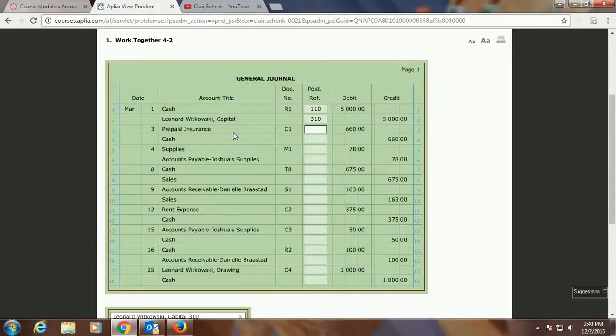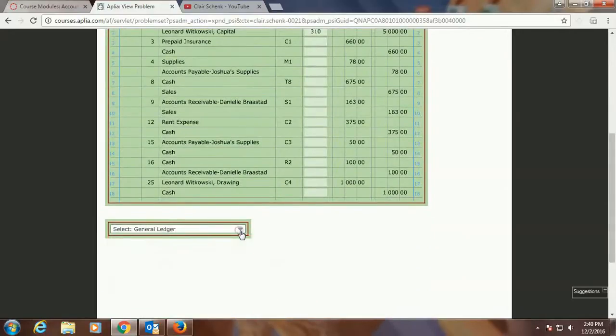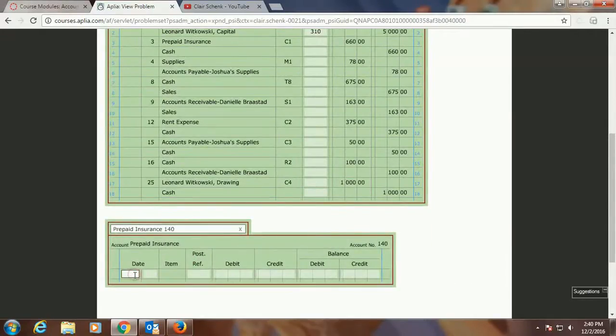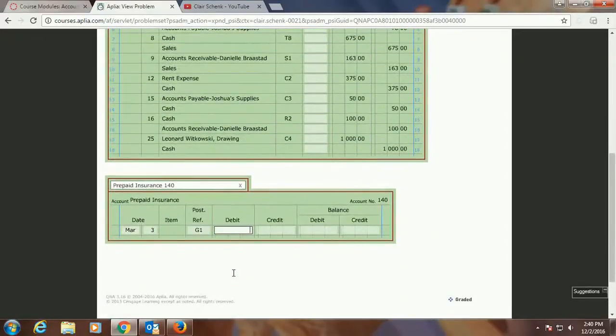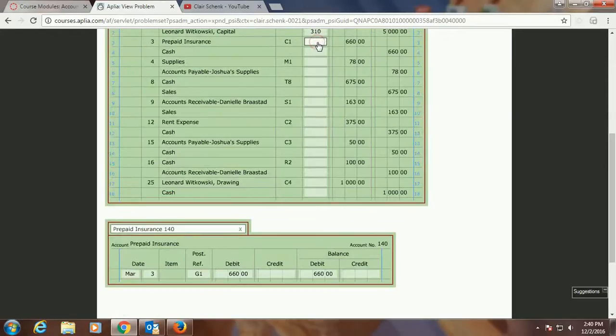So now I'm going to the next line, prepaid insurance. And this account is March 3rd. Had to go look. G1, and it's a debit of $660. And so now my balance is $660 in my prepaid insurance account. And then I record 140 here.